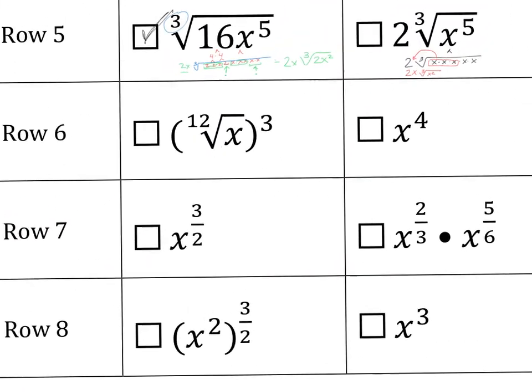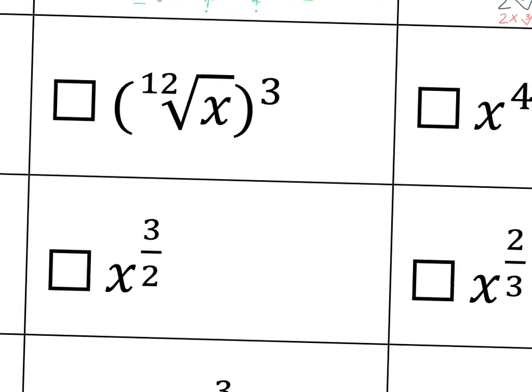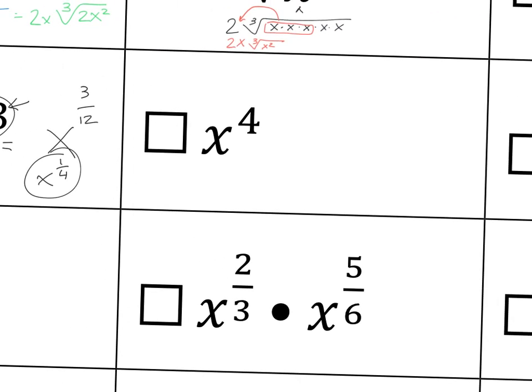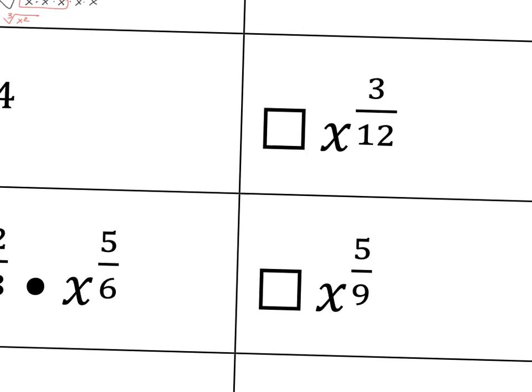This is the 12th root of x to the third power. I think the only thing we could do with this is maybe write it as an exponent. So I've got the third over the 12th, and then I guess we could reduce that. That would be the same as x to the 1/4, right? I've got power over index. So I mean, we could look to see if we have any of those, x to the 1/4. Here's x to the 4th, not the same thing.